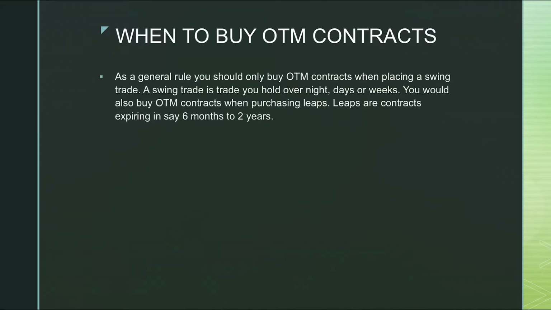So when to buy out the money contracts? As a general rule, you should only buy out the money contracts when placing a swing trade. A swing trade is a trade you hold overnight, days or weeks. You would also buy out the money contracts when purchasing LEAPS. LEAPS are contracts expiring in say 6 months to 2 years, so a very lengthy time you would be holding these contracts. Say you were very bullish on Apple, they have some rumors of an Apple car coming out in the next year to 2 years, and you think the stock is going to go up by a lot. You could buy an out the money contract expiring in say next year, for instance, based on that rumor.